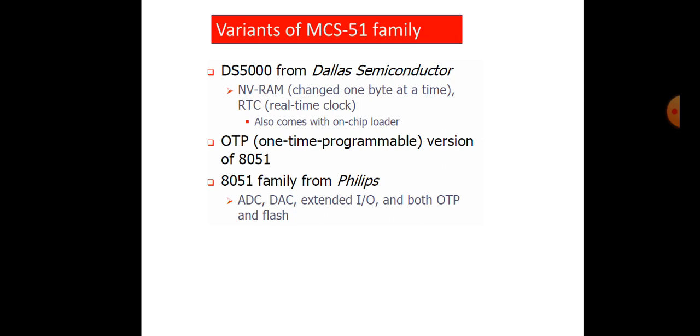Then we have the OTP, one-time programmable version of 8051 from Philips. We have ADC, DAC, extended IO, and both OTP and flash, depending on the Philips part you have. So either you can have the flash memory or you can have OTP, just like the programmable read only memory, which we take as OTP, one time programmable. Once programmed by the system designer, that is your OTP.